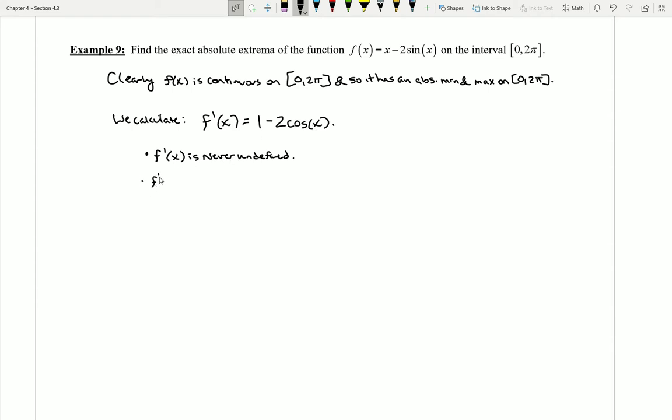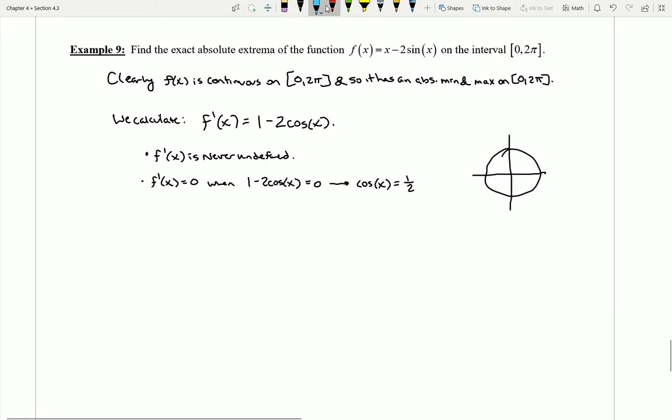Now, when might it equal 0? Well, f prime of x is going to equal 0 when 1 minus 2 times the cosine of x is going to be equal to 0. Of course, that means that this would happen whenever the cosine of x is equal to, let's see, if I add the 2 cosine x over and then divide by the 2, that'd be my cosine is equal to 1/2.